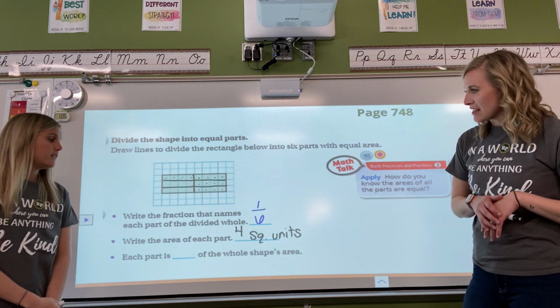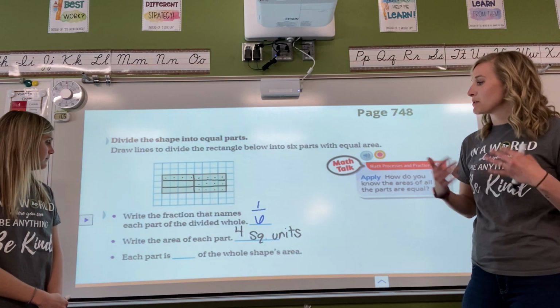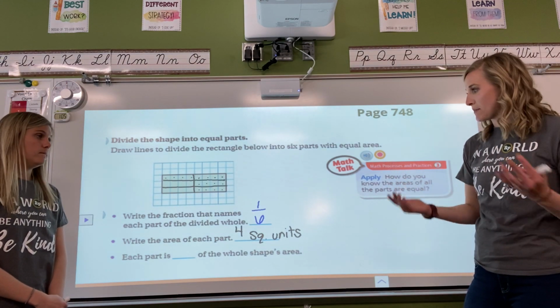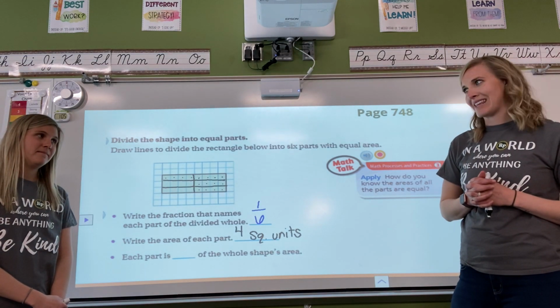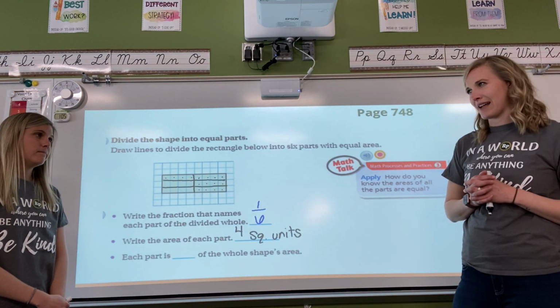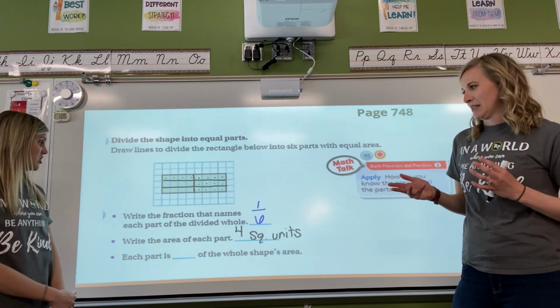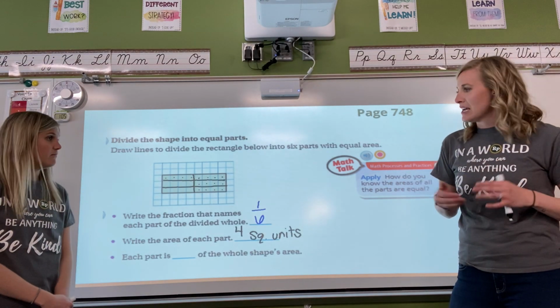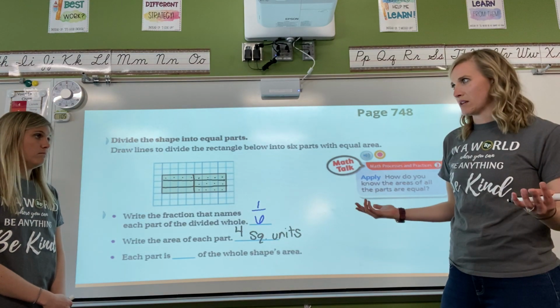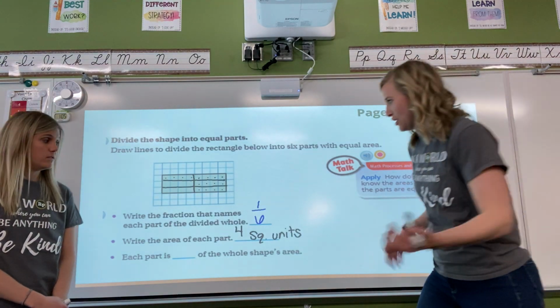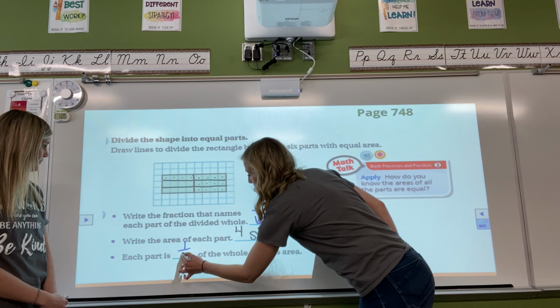Awesome. Then it says each part is blank of the whole shape's area. What do you think? It sounds kind of like we've already had this question a little bit. Yeah, and they just kind of changed the wording. Each part is blank of the whole shape's area. 1/6 of the whole shape's area.